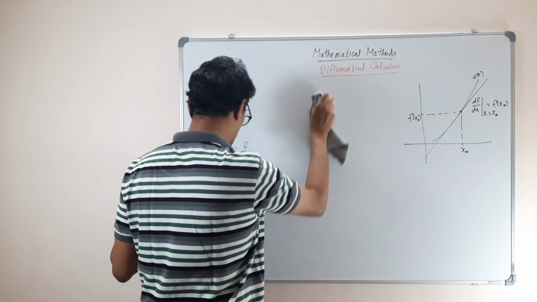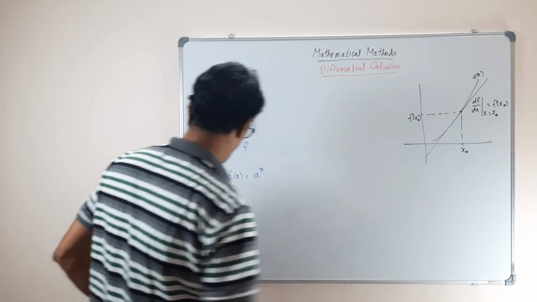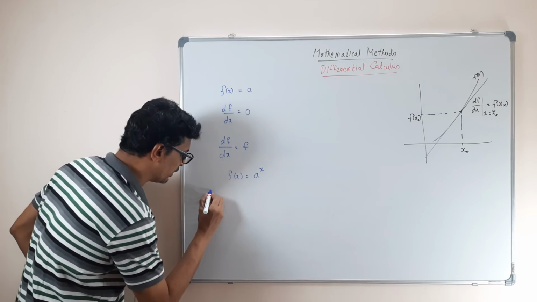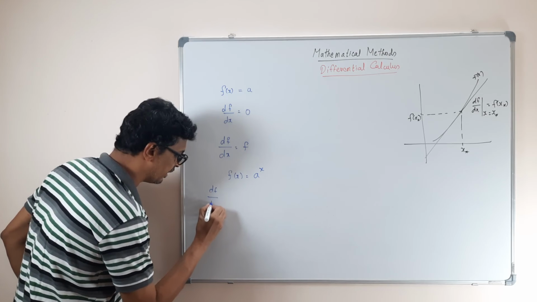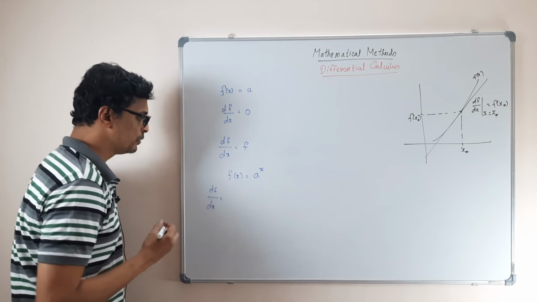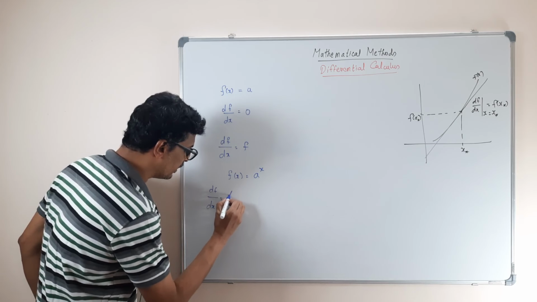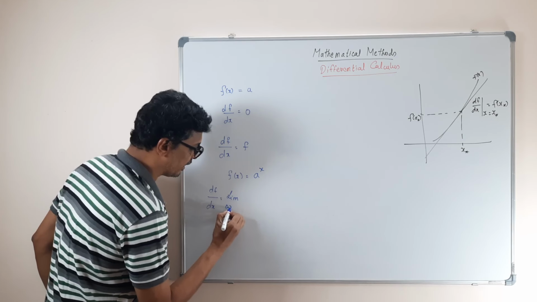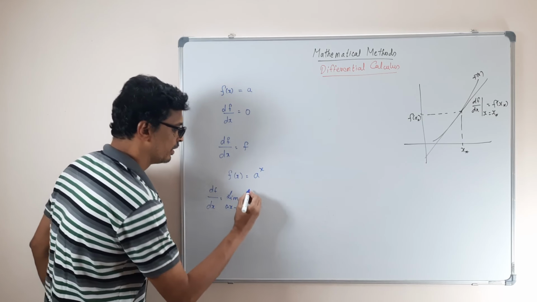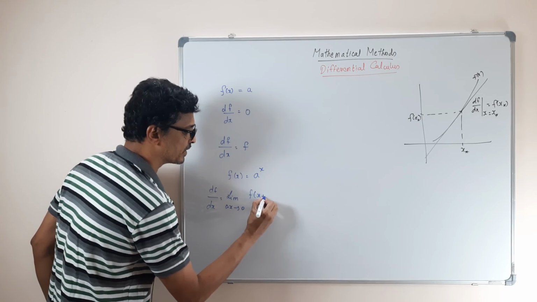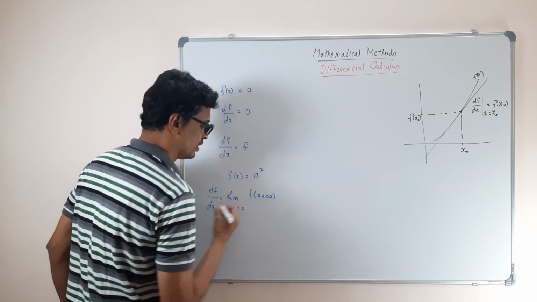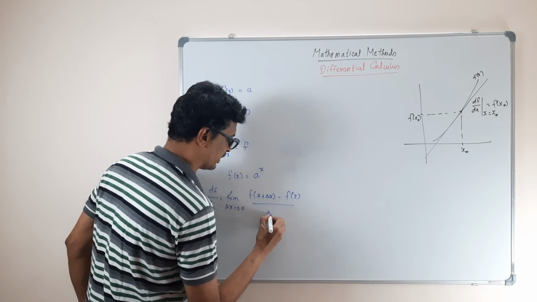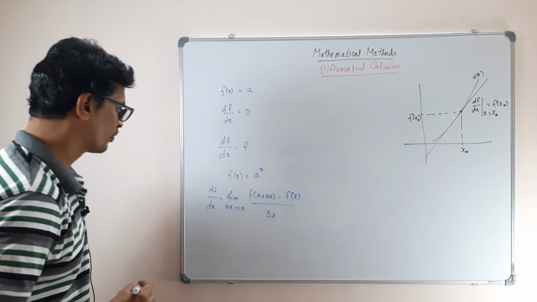Okay. So let us try to see. Now let me take the derivative of it. What's the derivative of it? df by dx will be equal to, tell me, the limit as delta x tends to 0 of f of x plus delta x minus f of x, divided by delta x. Okay?